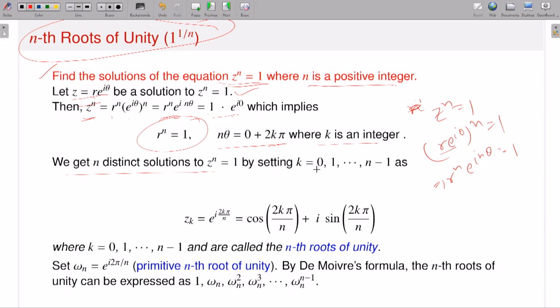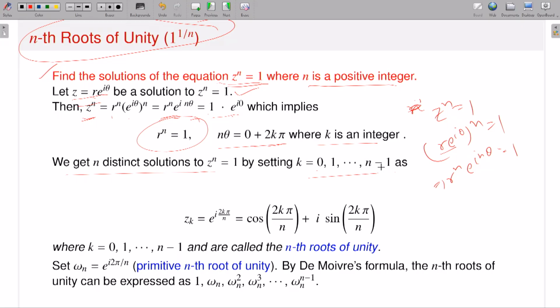And what is the solution? So k should start from 0 up to n minus 1, because once I take k is equal to n, then the value is exactly equal to that for k is equal to 0. If I take n plus 1, the corresponding value will coincide with the value for k is equal to 1, and so on and so forth. So therefore we will have all n distinct solutions for the equation z to the n is equal to 1.